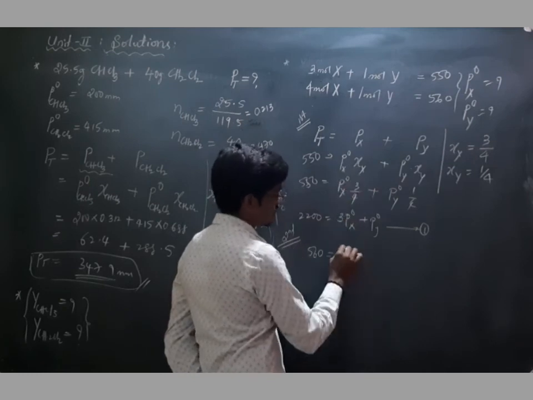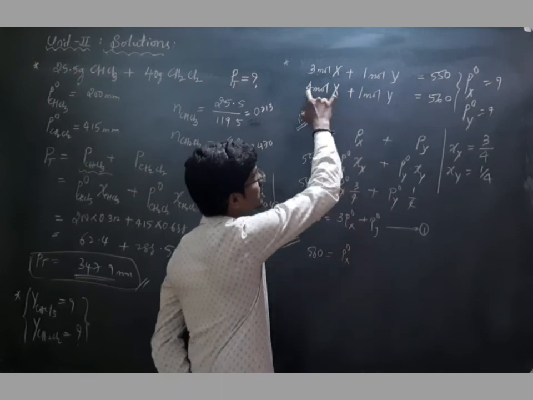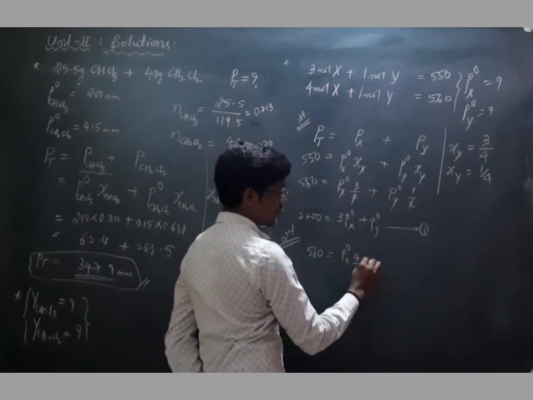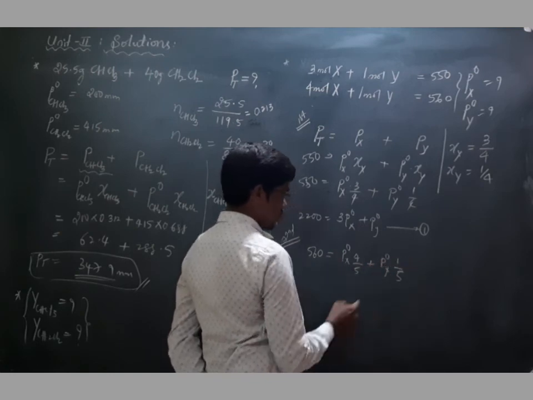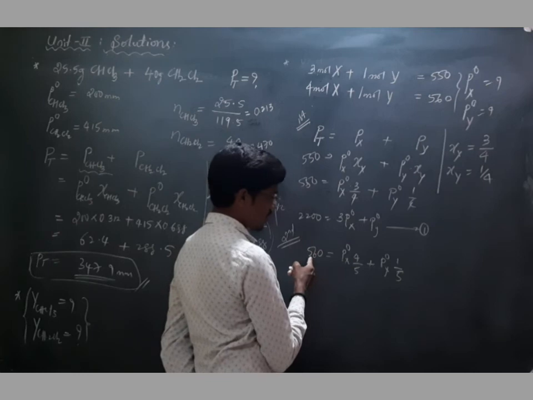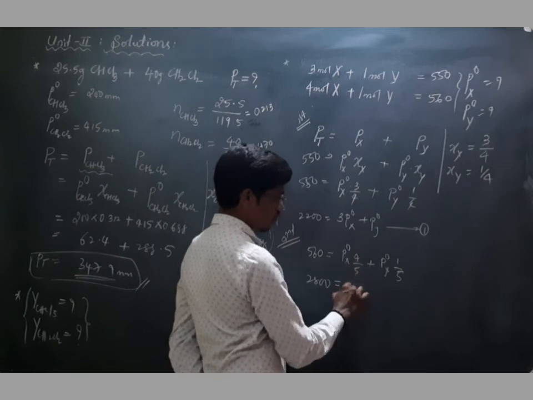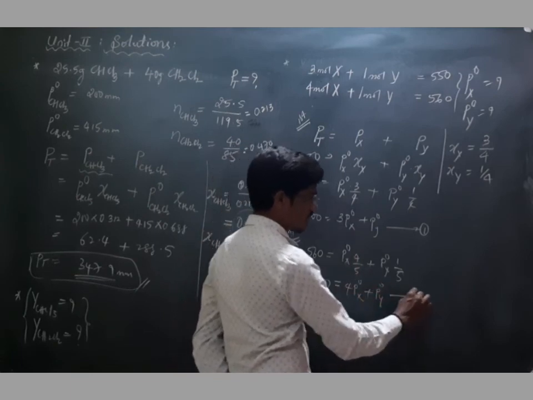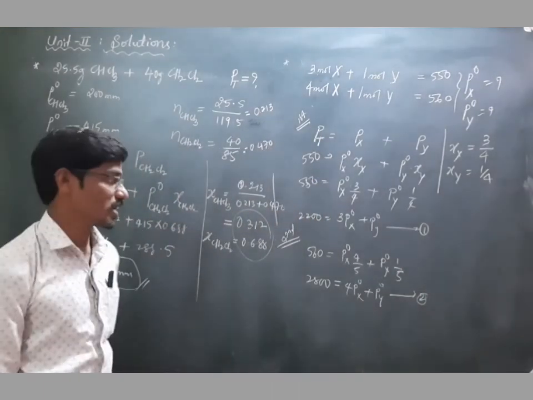Now in the second case, PT is equal to 560. P naught X into, what will be the mole fraction in the second case? 4 by 5, plus P naught Y into 1 by 5. Multiplying by 5, 2800 is equal to 4 P naught X plus P naught Y, equation number 2. Simplify these two equations and find the values of P naught X and P naught Y.